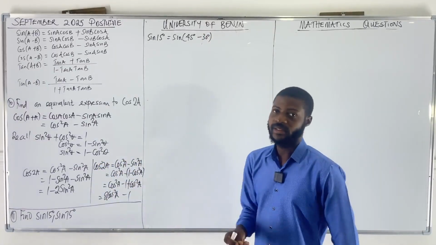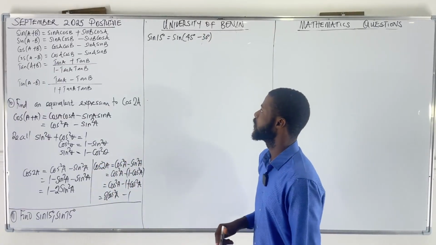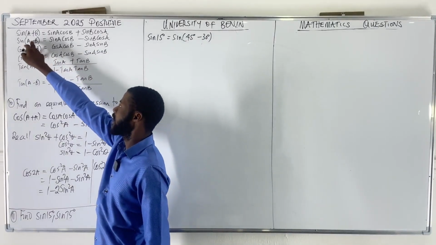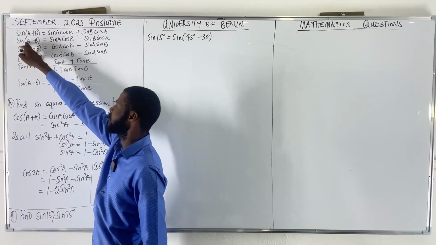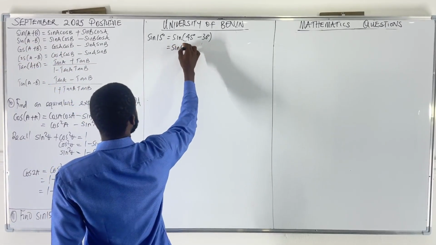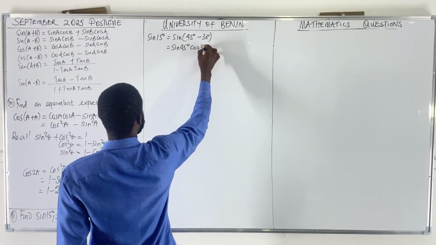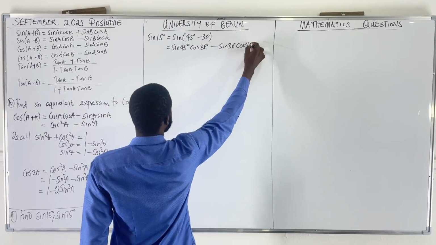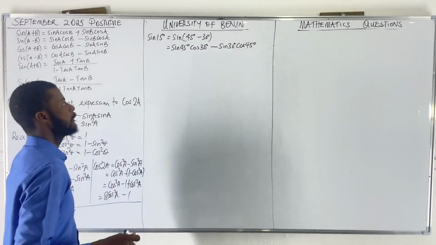So that's what it is. It's 45 minus 30 will give you 15. So now we're going to be using this formula that has minus. So our A will become 45, B will become 30. So this will become sine 45 degrees cos 30 minus sine 30 degrees cos 45 degrees, following the formula.